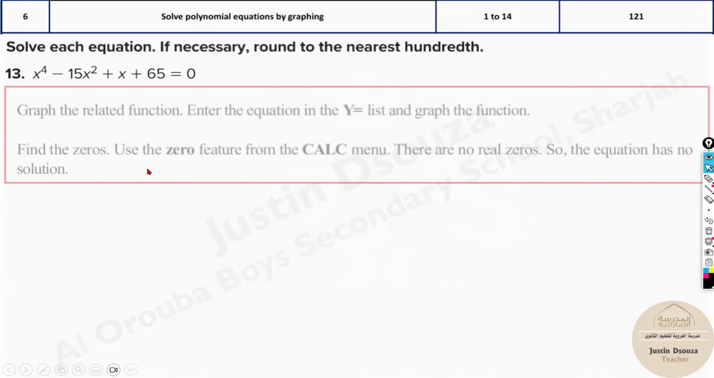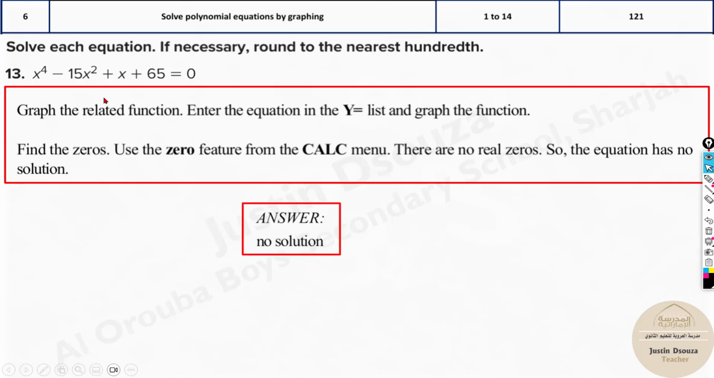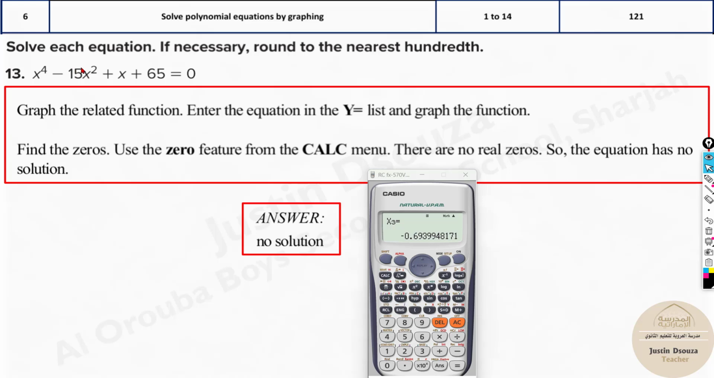Similarly, please do solve the other problems. And over here, there is no solution. You can try this. Okay, we will try this one. So we will have all the variables on one side, that is x power 4 minus 15x squared plus x. Then the right side will be minus 65. So what happens is, take any x value. So x is this. You will never be able to get this answer.